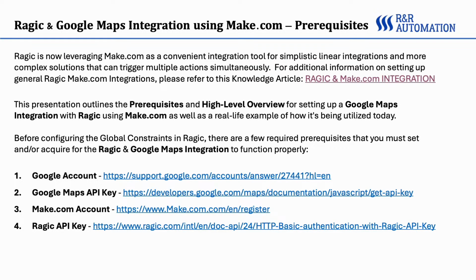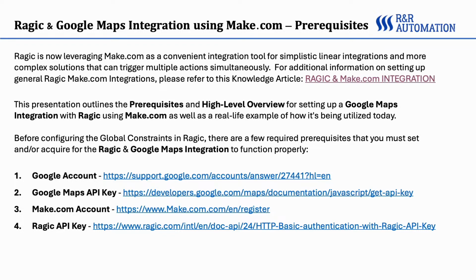Ragic is now leveraging Make.com as a convenient integration tool for simplistic linear integrations and more complex solutions that can trigger multiple actions simultaneously. For additional information on setting up general Ragic Make.com integrations, please refer to this knowledge article. This presentation outlines the prerequisites and provides a high-level overview for setting up a Google Maps integration with Ragic using Make.com, as well as a real-life example of how it's being leveraged today. Before configuring the global constraints in Ragic, there are a few required prerequisites that you must set and/or acquire for the Ragic and Google Maps integration to function properly.